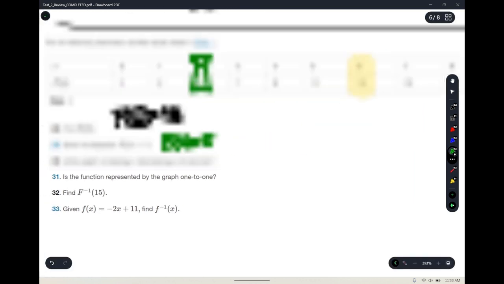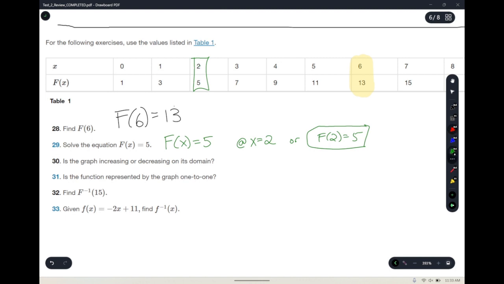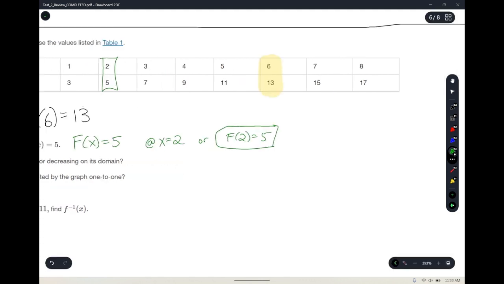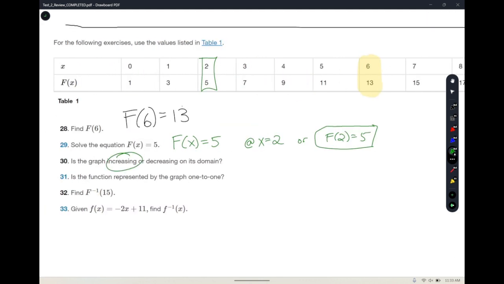Increasing or decreasing? Well, it goes from 1 to 3 to 5 to 7 to 9 to 11 to 13 to 15 to 17. So it looks like increasing, right? Ooh, is it 1 to 1? Huh. What does 1 to 1 mean?